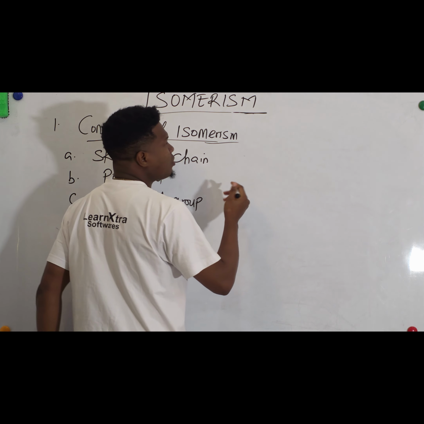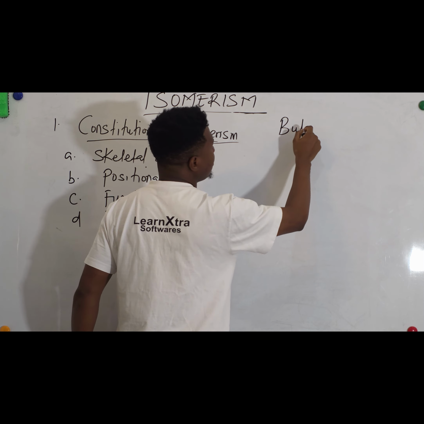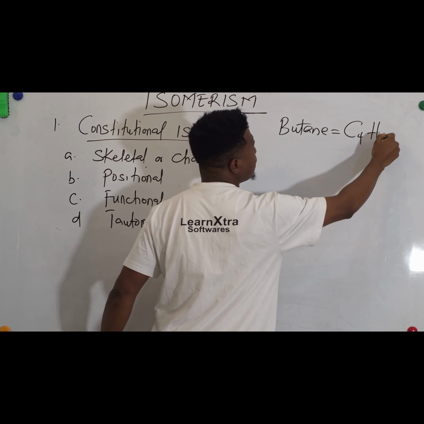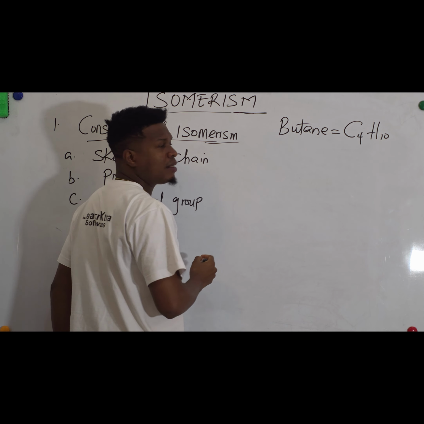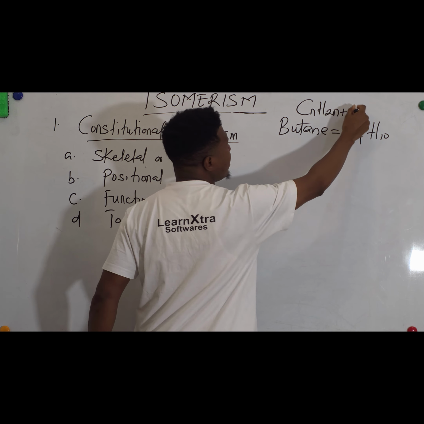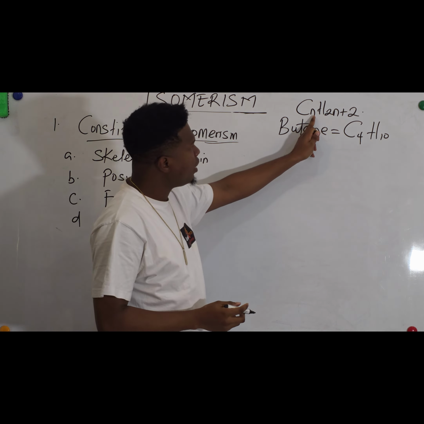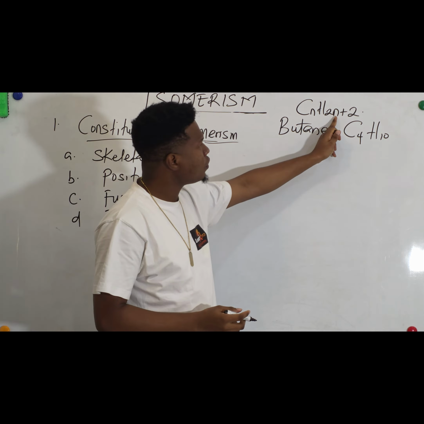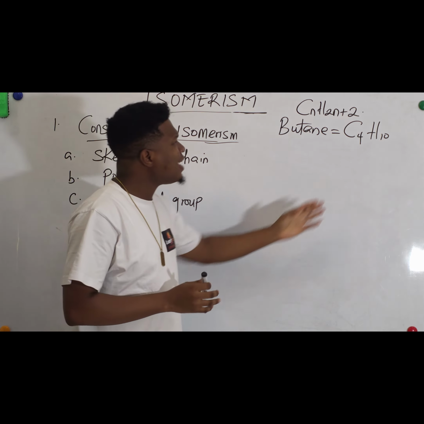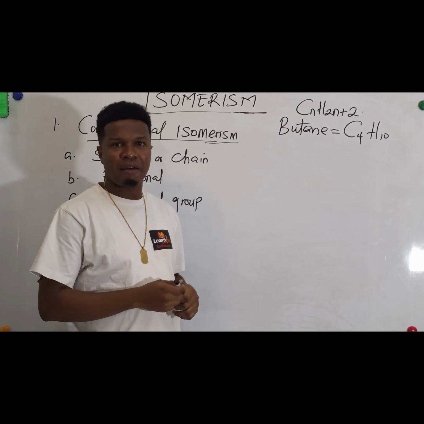Example, let's talk about butane. Let's use butane as a case study. Butane is C4H10. If you forget, remember that alkane is CnH2n+2. So when you put butane, it means 4 carbon. When you put 4 here, you have C4. 2 times 4 is 8, plus 2 is 10. Now, what are the isomers of this butane, or what isomers can it possibly have?